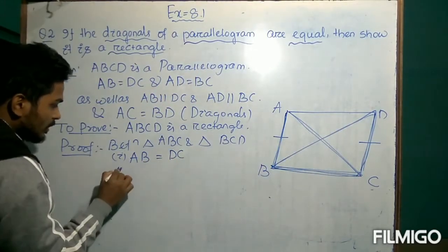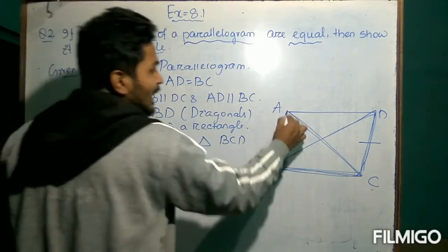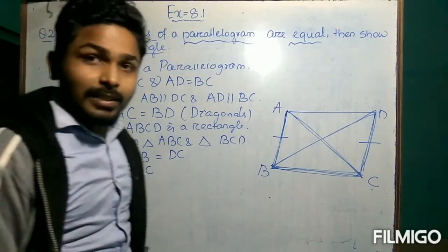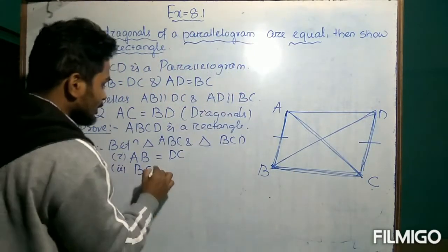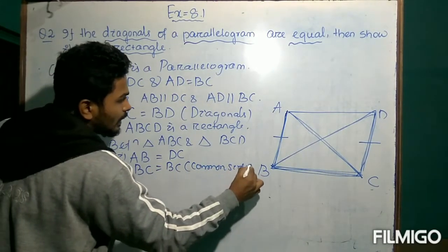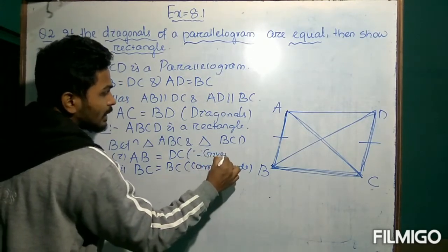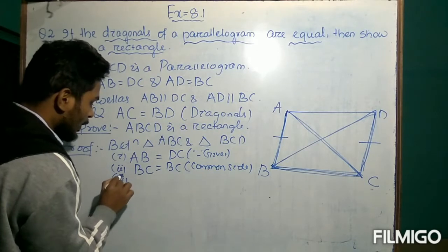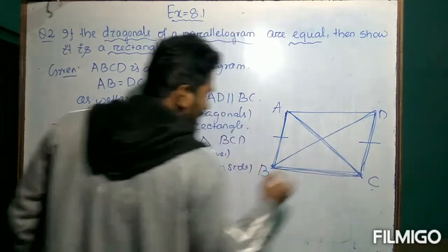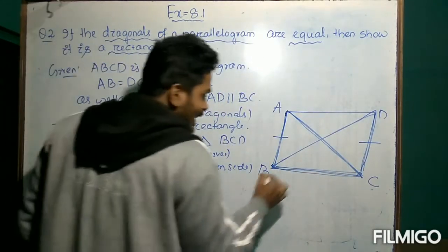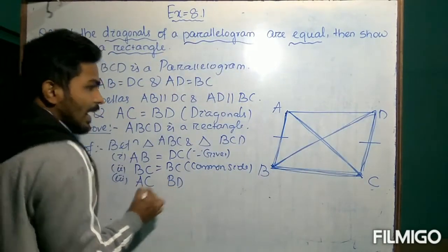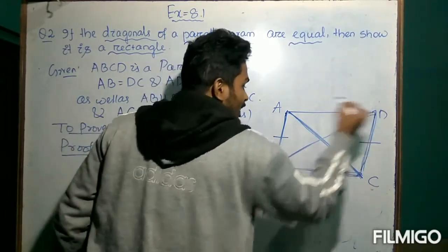Clear? Second condition. For the triangle ABC, BC is a side, and for the triangle BCD, BC is also a side. So BC is the common side. Clear? The first statement is given already. Third statement. For the triangle ABC, AC is a side. For the triangle BCD, BD is a side.